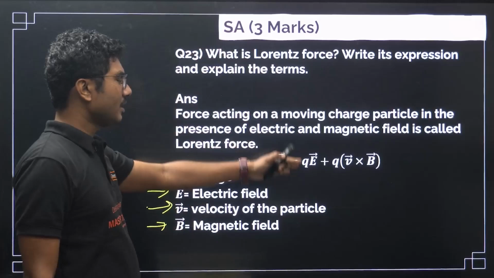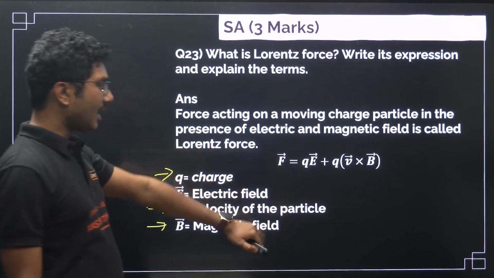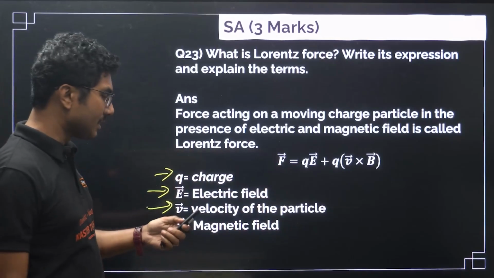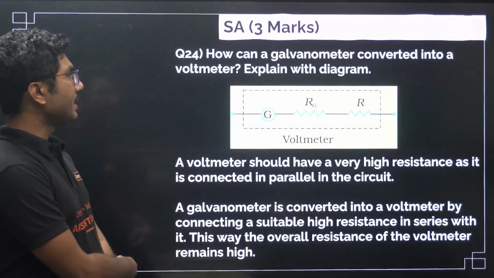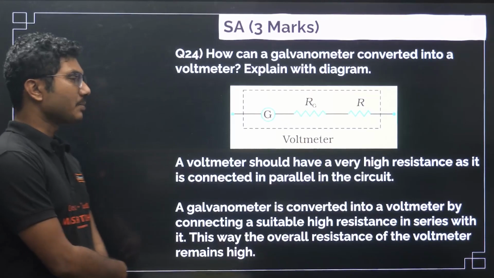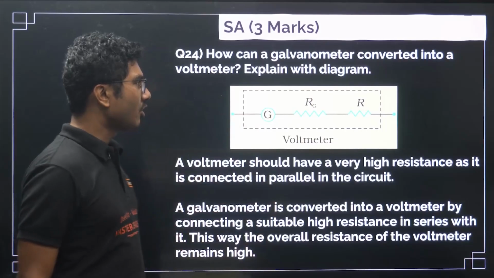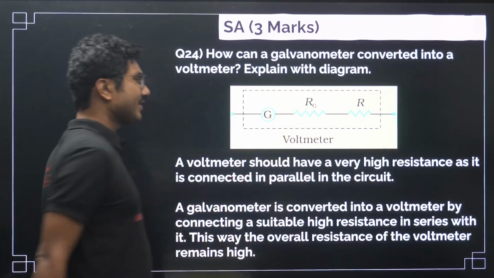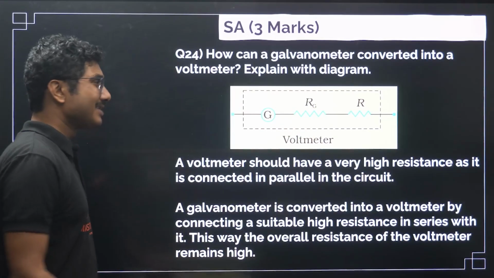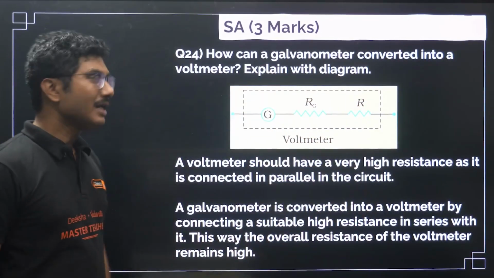3 marks are there. So, 1 mark for stating the statement, 1 mark for the equation and 1 mark for declaring the variables properly. Next, how can a galvanometer be converted into a voltmeter? Explain with diagram. So, this is a diagram for conversion of galvanometer into voltmeter. As you can see, the galvanometer has an internal resistance which is given by Rg. R is an external resistance that you have to connect in series.